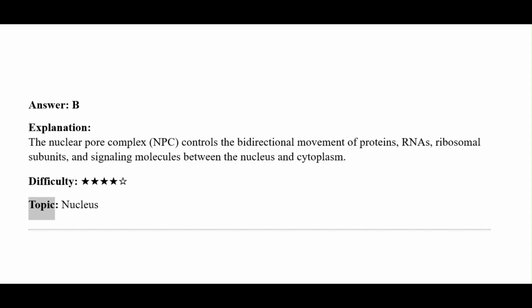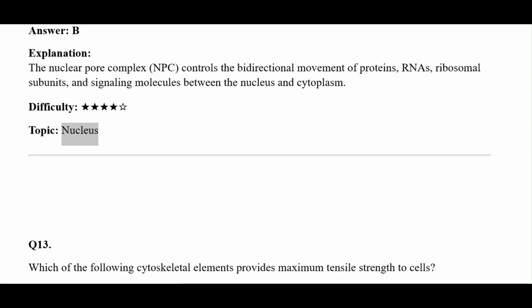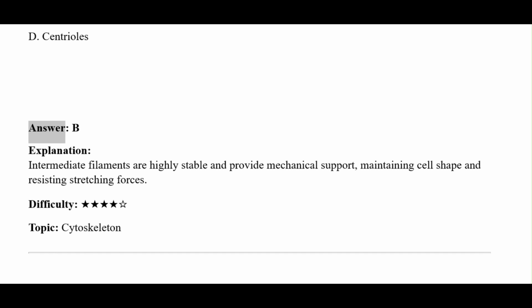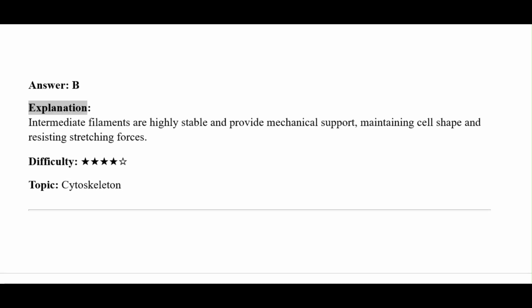Difficulty. Topic: Nucleus. Q13. Which of the following cytoskeletal elements provides maximum tensile strength to cells? A. Microfilaments, B. Intermediate filaments, C. Microtubules, D. Centrioles. Answer: B. Explanation: intermediate filaments are highly stable and provide mechanical support, maintaining cell shape and resisting stretching forces.